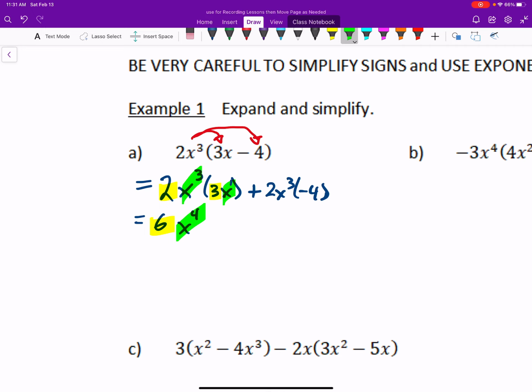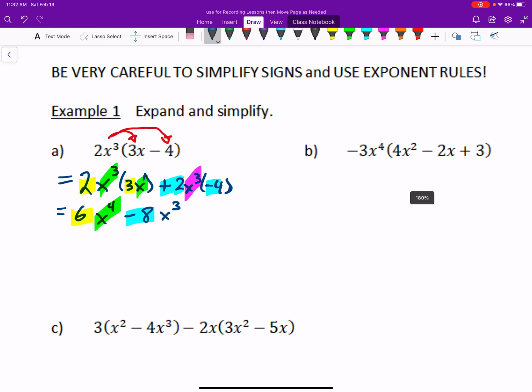Then I'll go on and do coefficient times, in this case, a constant term, and it's a positive times a negative. So again, we have to think about signs. 2 times negative 4 is negative 8. And then I've got this x cubed, and I don't have anything to multiply it by, so it just stays as x cubed. Again, the colors are just meant to show what I'm multiplying together. Don't let them distract you. The final answer is 6x to the 4 minus 8x cubed.